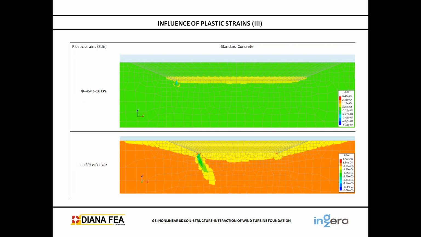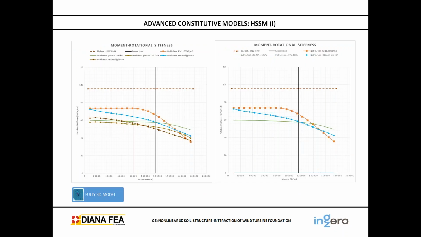Here we can see the evolution of the plastic strength in the terrain for a hard soil and for a medium soil. We can see that maybe the comparison between the values is not very high, but we can see how the plastic strength propagates in the soil.